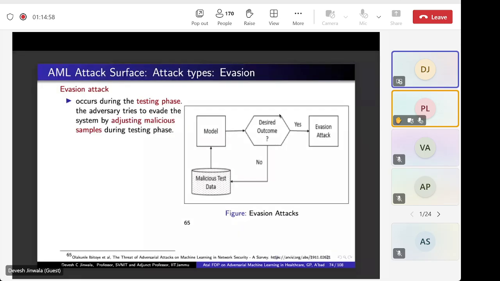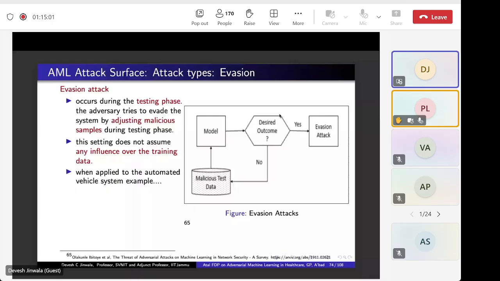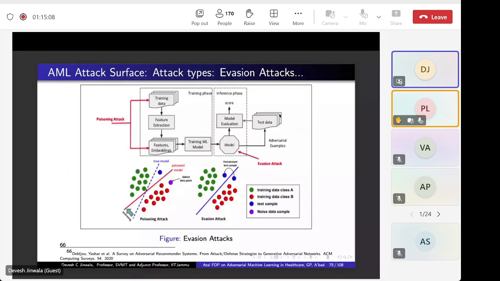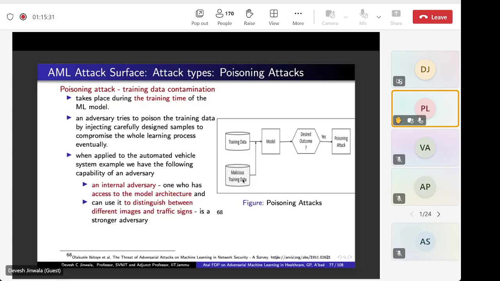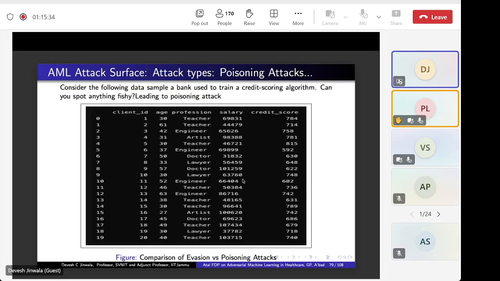So I've tried explaining those here. Very simply, to keep these in mind, we would say evasion attacks occur during the testing phase, while poisoning attacks occur during the training phase. And this diagram, again from a paper, beautifully shows the two different attacks, what is taking place during training, and what is taking place during the inference or deployment phase of the machine learning system. So I'll skip all these slides.